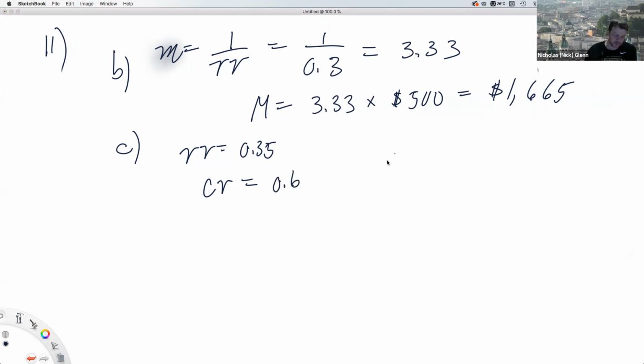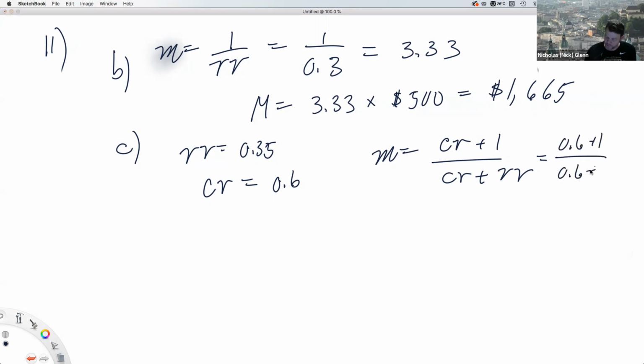And so now the currency reserve ratio is going from 0 to 0.6. Okay. So now we use our formula for the money multiplier. It's the currency reserve ratio plus 1 over the currency reserve ratio plus the reserve ratio. So this is going to be 0.6 plus 1 over 0.6 plus 0.35. So our money multiplier now is going to be 1.68.